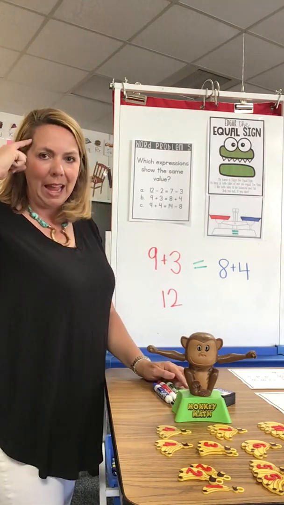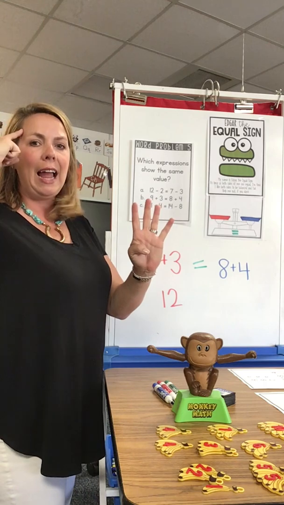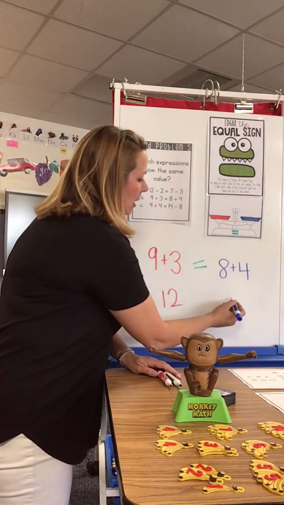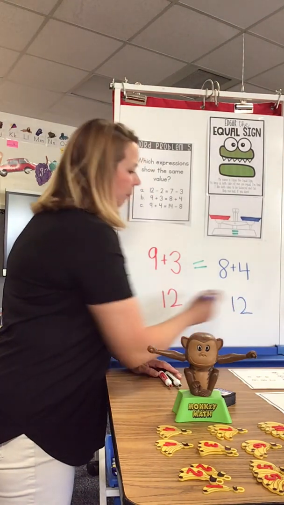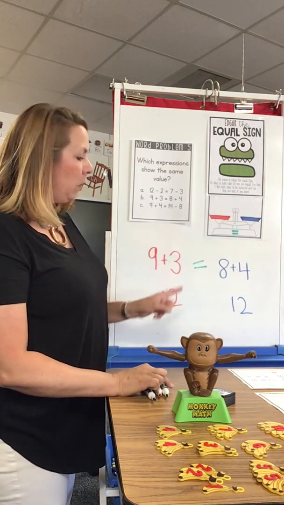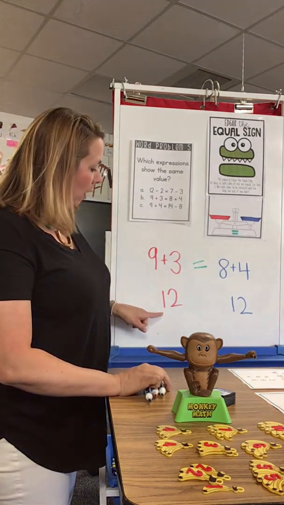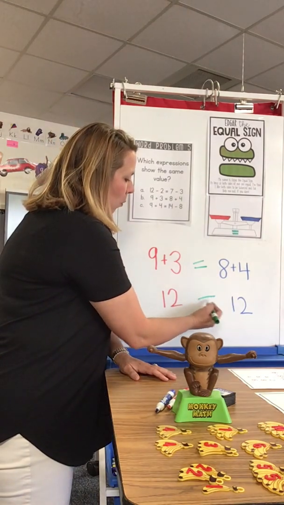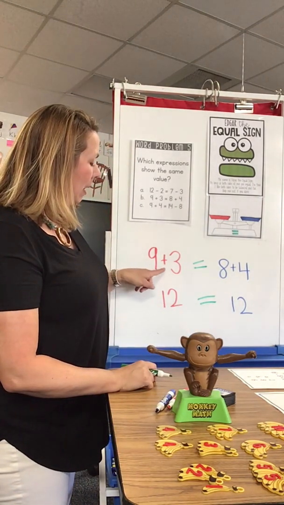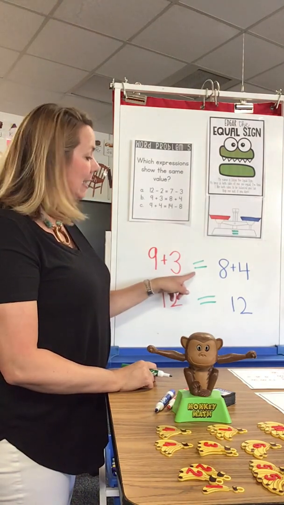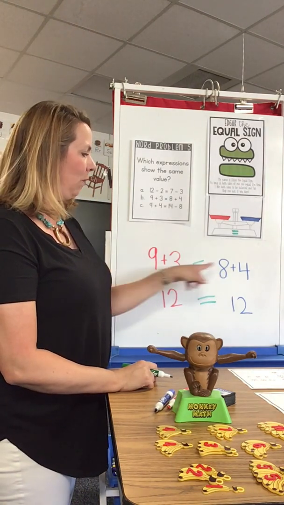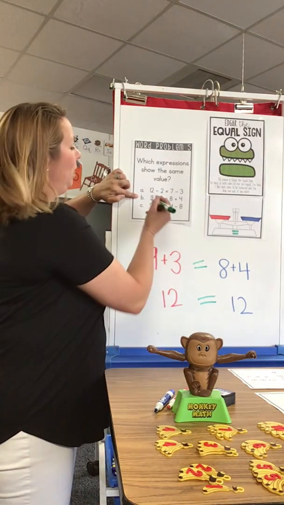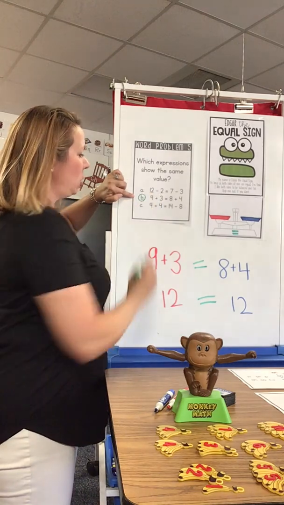Now let's solve the blue side. 8 plus 4. 8 in my brain and 4 on my fingers. 8, 9, 10, 11, 12. 8 plus 4 has a value of 12. Would Edgar, the equal sign, be happy here? 12 is the same as 12. Edgar would be happy. 9 plus 3 is the same as 8 plus 4. Those are equal. So that would be the answer to choose.